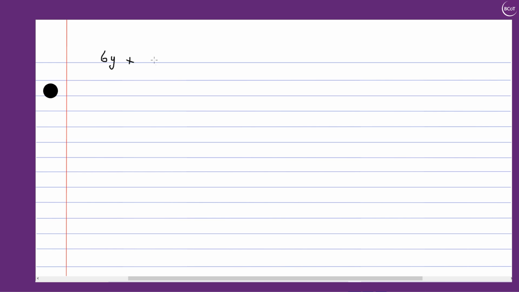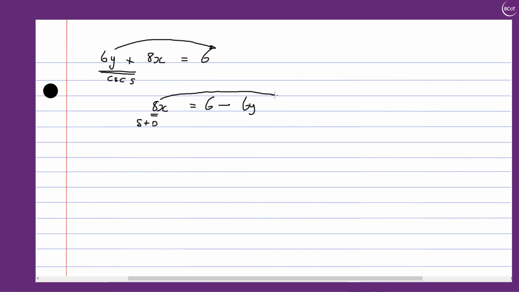We've got 6y plus 8x is 6. So we've got adding or subtracting, so we can change the side, change the sign of the 6y to get 8x on its own. So 8x is 6 minus 6y, and then divide both sides by 8 with a swap and drop of the 8. Gives us x is 6 minus 6y over 8. That's the same as saying x is equal to minus 6y plus 6 over 8. They're both right.